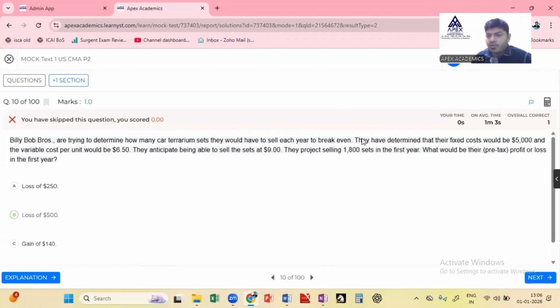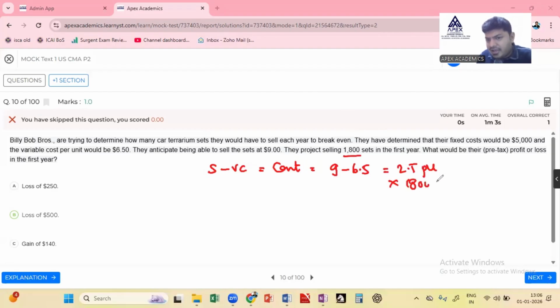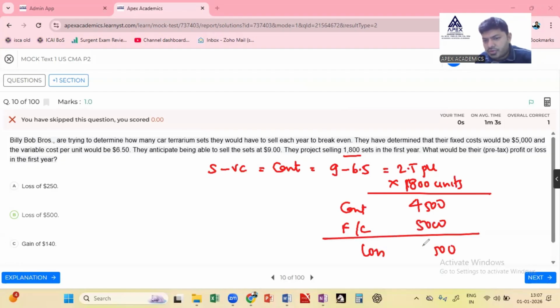What would be their pre-tax profit or loss in the first year? It is not a break-even calculation. It is a pre-tax calculation. So please try to understand, sales minus variable cost is equal to contribution. So your contribution is 9 minus 6.5, which is equal to 2.5 per unit for a total of 1800 units. This comes to 4,500 as your total contribution. And your fixed cost you can see in front of you is 5,000. Thereby this gives you a loss of $500 and this is your answer, loss of 500.